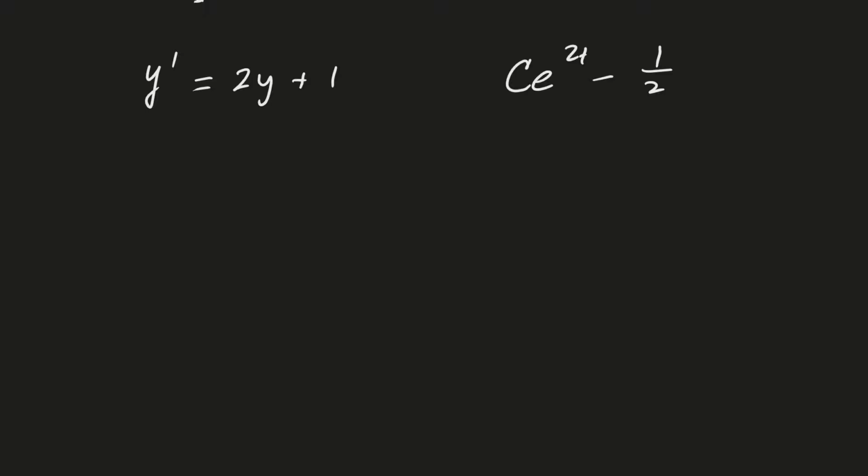So the first thing is you want to write this in standard form so that you can identify your p of t. And so the integrating factor is now e to the integral of minus 2 dt, or e to the minus 2t.